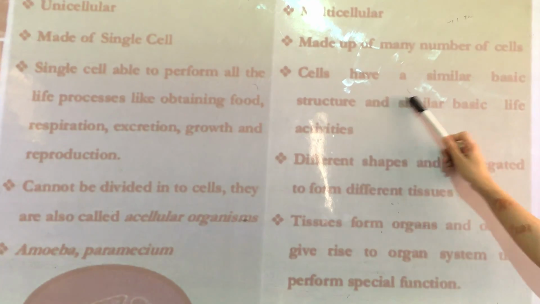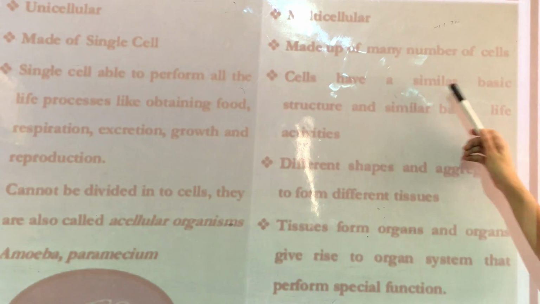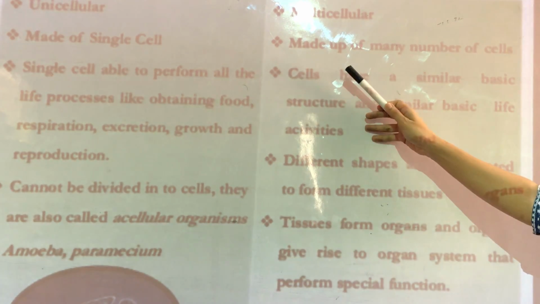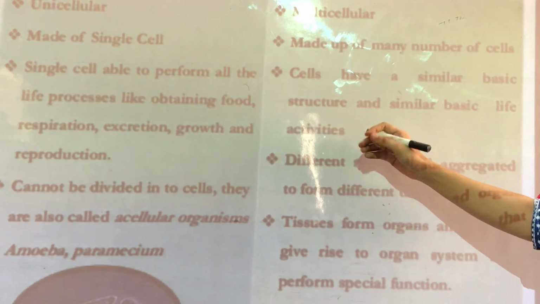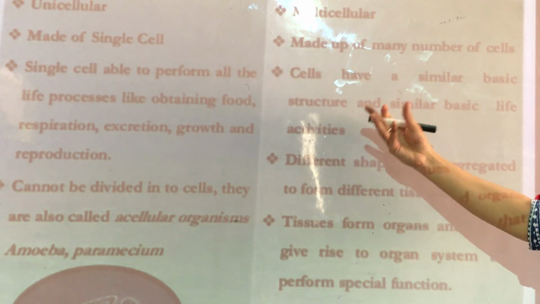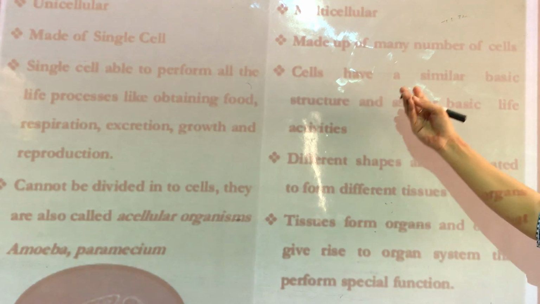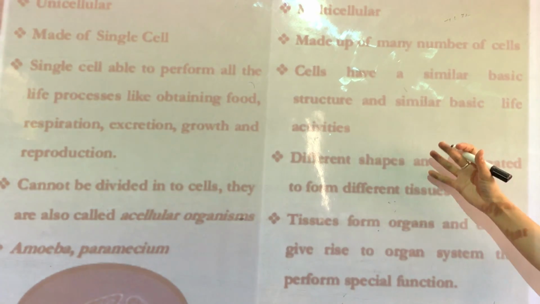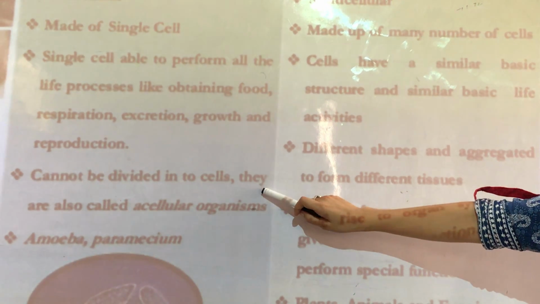Here they have more cells. Cells have a similar basic structure. For example, brain cells have a different structure. Kidney cells will have a different structure. Mouth cells will have a different structure. Sperm will have a different structure. Nerve cells, which are present in our brain, will have a different structure. Unicellular organisms cannot be divided into cells.